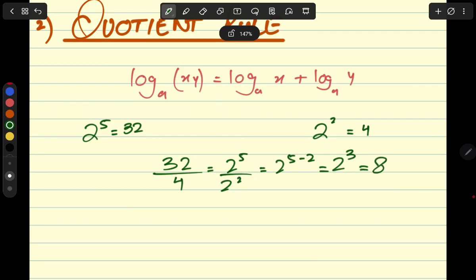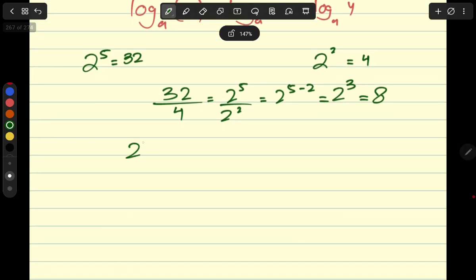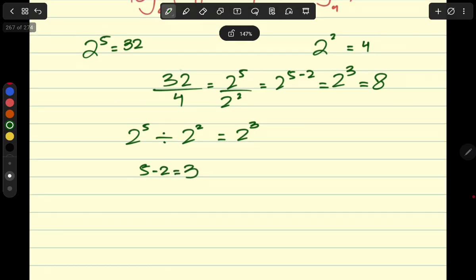Now ignore the numbers. Look only at the exponents. We can rewrite 2 to the power 5 upon 2 to the power 2 as 2 to the power 5 divided by 2 to the power 2, which gives us 2 to the power 3. Now what happened to the powers? We subtracted them. So 5 minus 2 is equal to 3, because there were 5 2's in the numerator, there were 2 2's in the denominator, so we cancelled the 2 2's in the denominator with 2 of the 2's in the numerator, so we were only left with 3 2's in the numerator. So that's how the indices rules work.